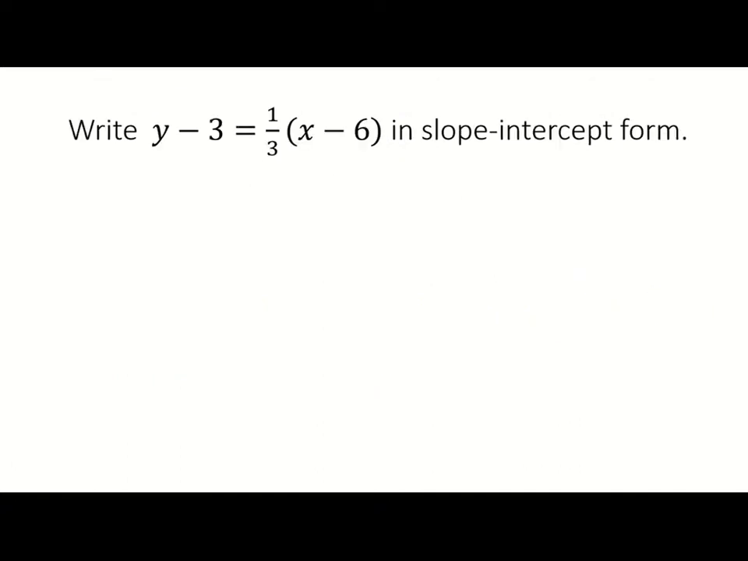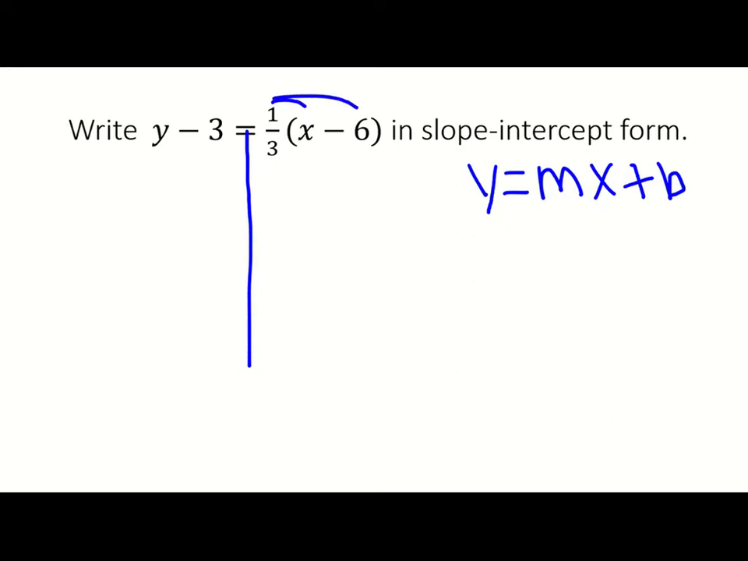Our second example says write y minus 3 equals 1/3 times x minus 6 in slope-intercept form. So for this problem, we're going to take the point-slope form and write it as y equals mx plus b, because if you recall, that is the formula for slope-intercept form. So to get this in this form, we essentially need to solve the equation given for y. So we're going to draw a line down the equals, and I always start on the right-hand side by distributing the fraction first. So 1/3 times x is 1/3 x.